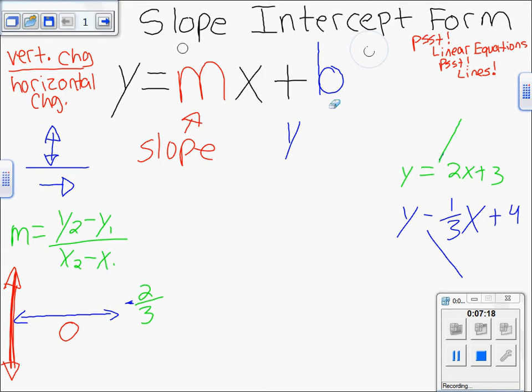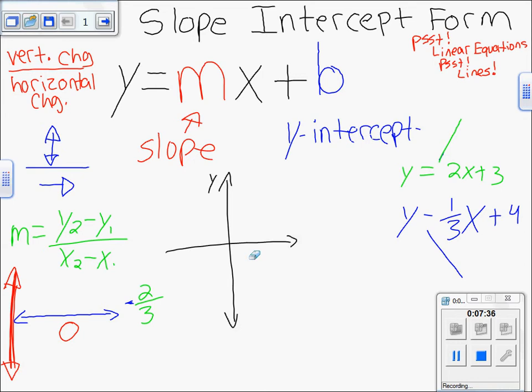So that number that's going to be off by itself, plus something or minus something, is known as your y-intercept. Y meaning y-axis, the one that goes straight up and down when you're graphing. So where your line crosses the y-axis, that location is called the y-intercept.